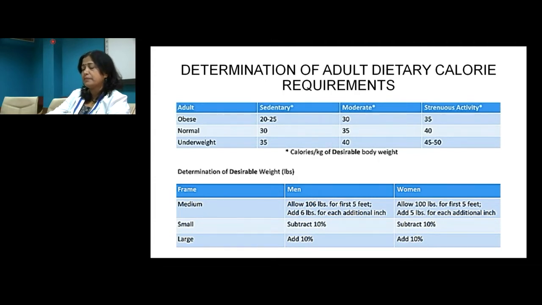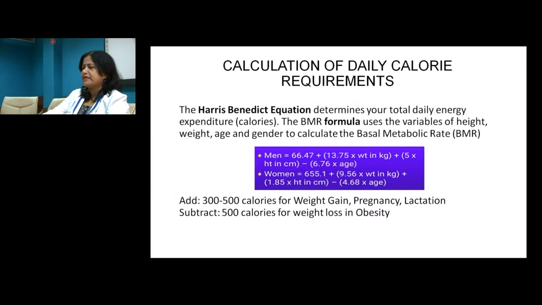My practical advice to all of you is that we should try to individualize the focus for any individual diabetic adult. So we can increase the calories according to the individual scenario. Now, for the determination of desirable body weight, there's a basic formula we are using. If the frame is small, then we subtract 10%, and if the frame is large, then we add 10% of the total weight. For the calculation of daily calorie requirement, the basic Harris-Benedict equation determines it, and till date it's the best equation to determine your total daily energy expenditure or calorie.